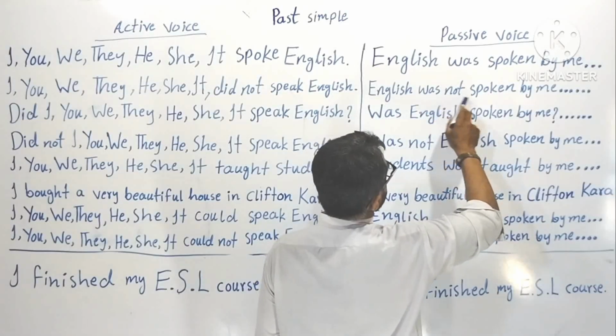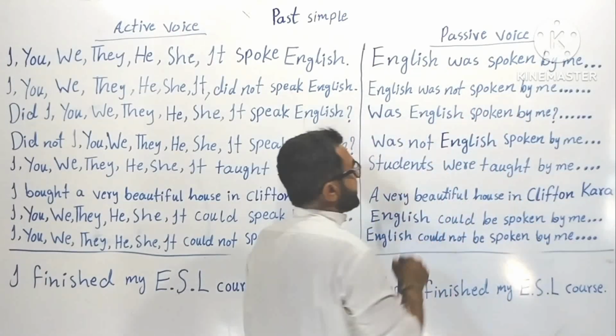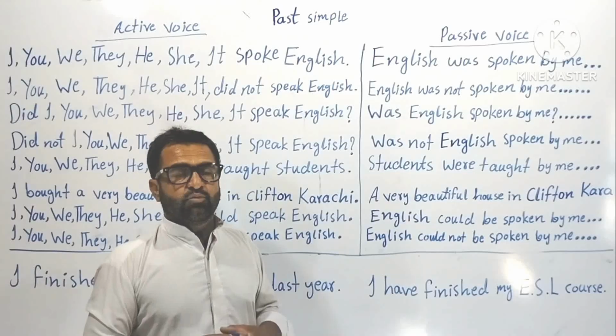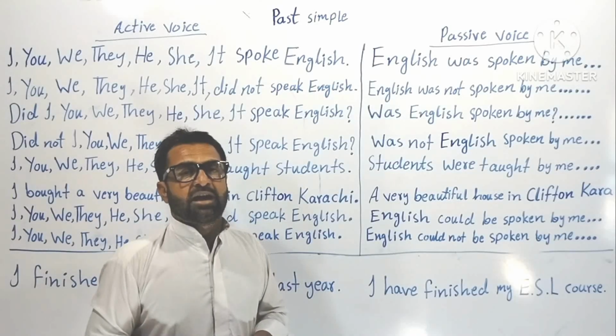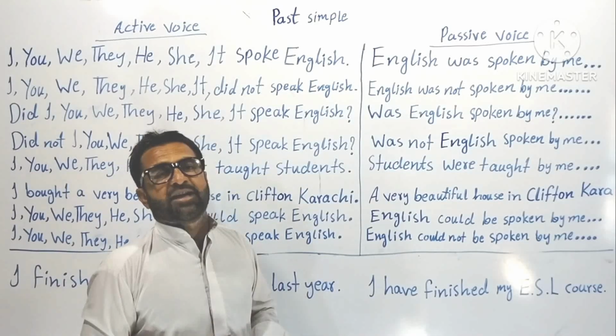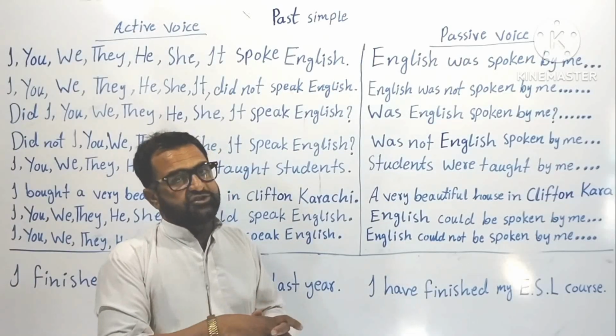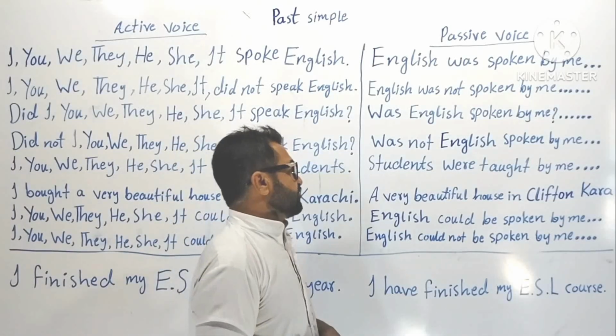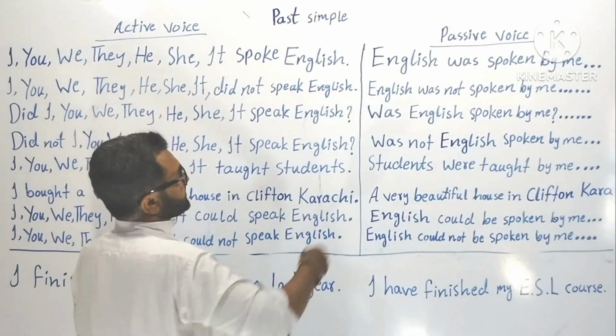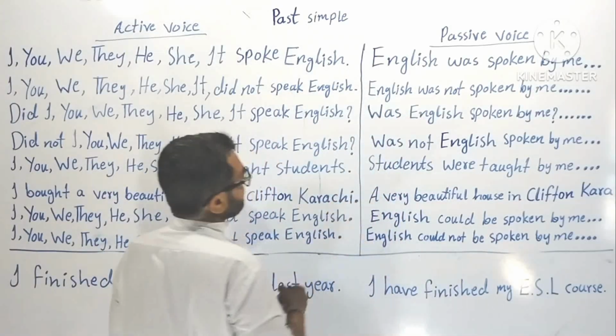English was not spoken by me. English was not spoken by me, by you, by us, by them, by him, by her, by it, by any, etc. Understood? So that was the negative sentence of passive voice.